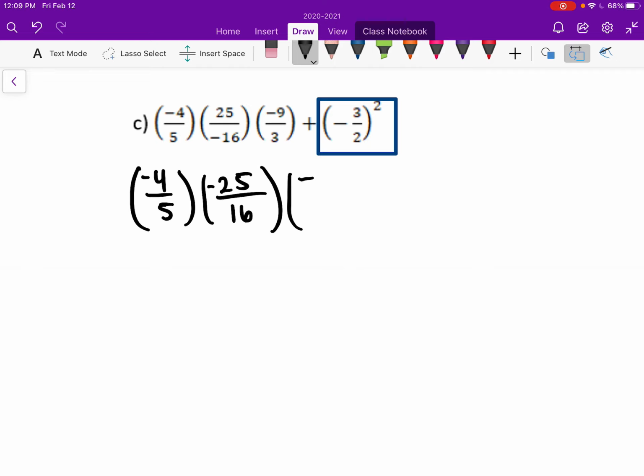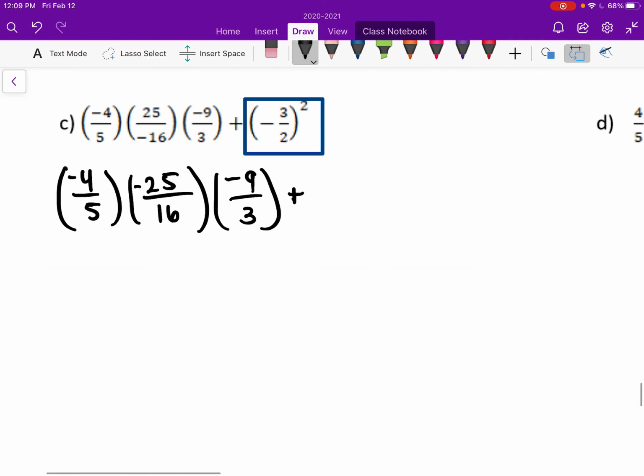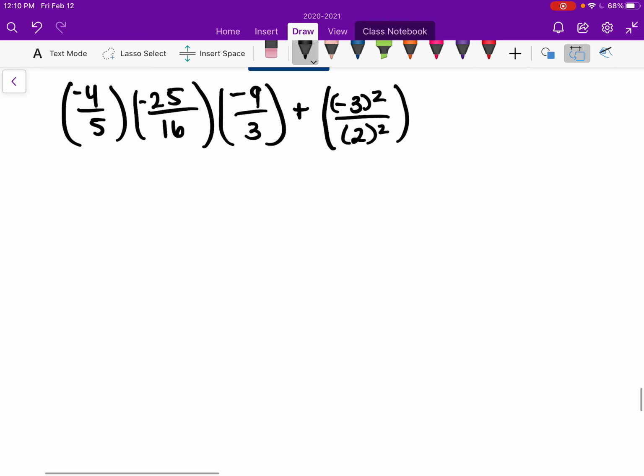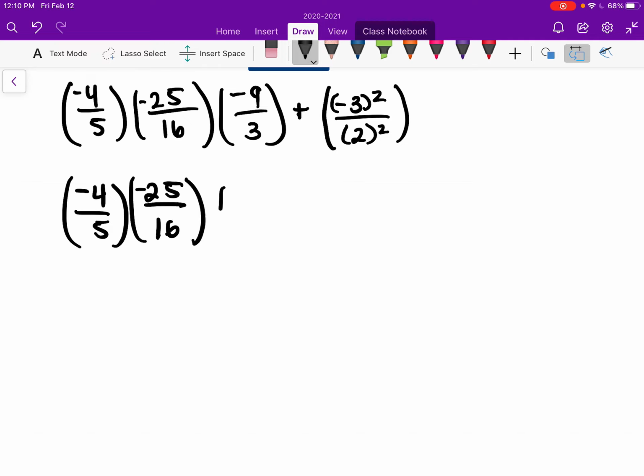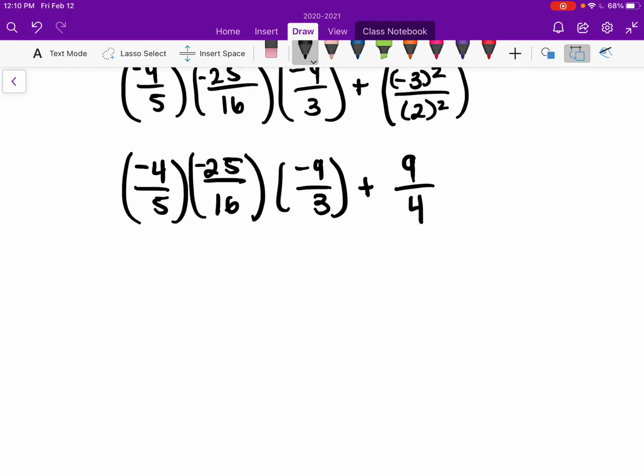So I have negative 4 over 5 multiplied by 25 over 16, plus negative 3 over 2 squared. I'm just going to move all the negatives to the numerator because for me personally I like it that way. So I'm just going to do negative 3 squared over 2 squared. Then I'm just going to do negative 4 over 5 times negative 25 over 16, plus negative 3 squared is going to give me 9, 2 squared is going to give me 4, so I'm going to leave that as it is. Right, it's going to be a positive. Now I'm going to go in and do my multiplication in order of which they arrive.